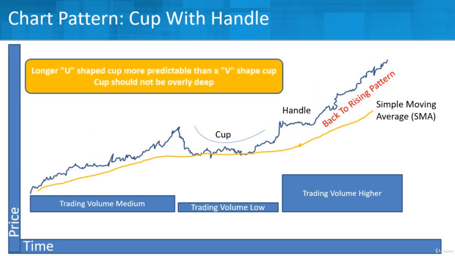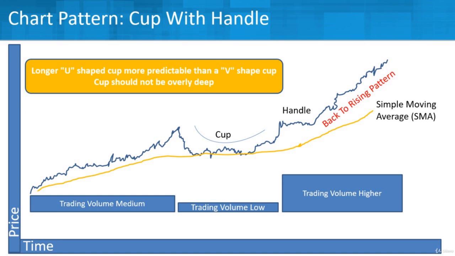Also, one thing to consider is the longer the U shape of the cup, the more predictable it is than a V-shaped cup. So if you see that we have this long U there in the example that we're showing here with this cup, it looks like a U, but it's really kind of flatter and longer than if it was a real sharp V type of a cup.